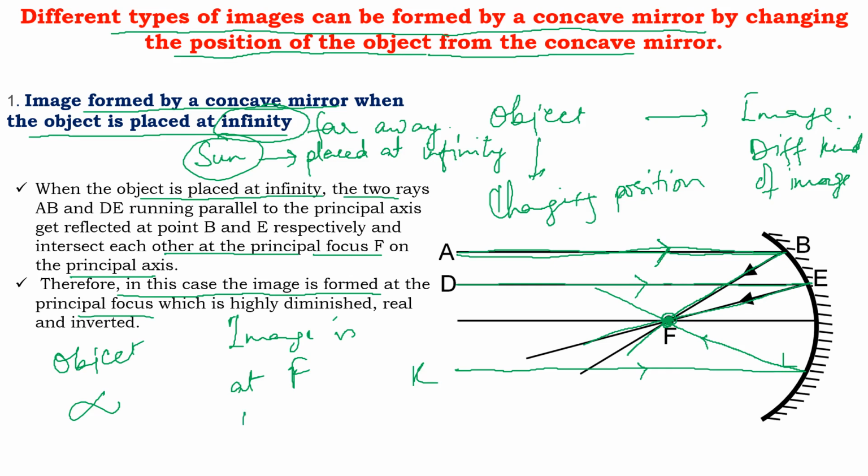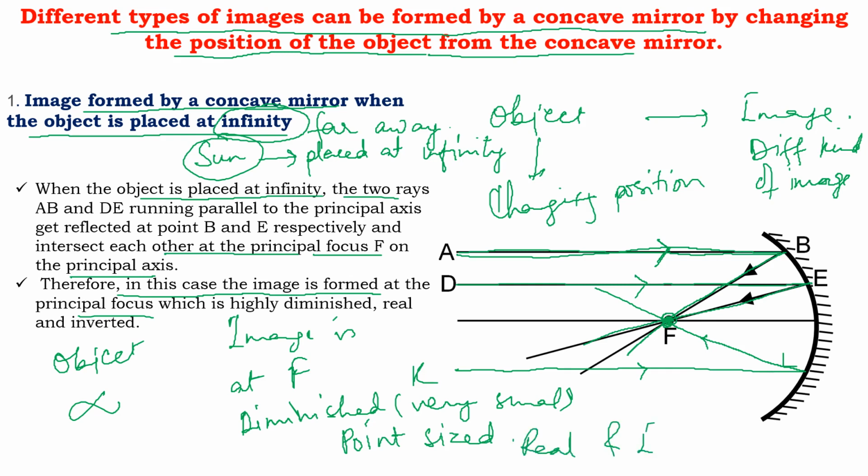And what is the nature and characteristic of the image? The image is diminished. Diminished means very small. Actually, here we can say it is point sized. It's not just very small, it is point sized. And since it is formed on the same side of the mirror, it is real and inverted. Whenever it is formed on the same side of the mirror, it will be real and inverted. That's what it is said here: the image is formed at the principal focus, highly diminished, meaning very small like a point, real and inverted.